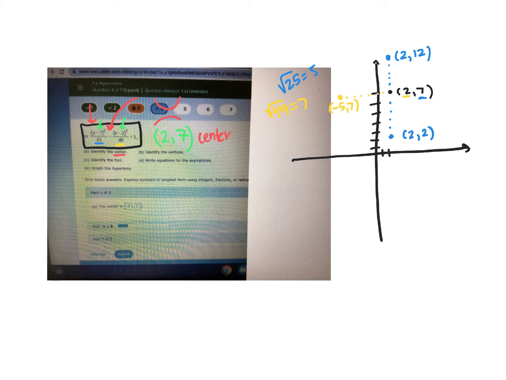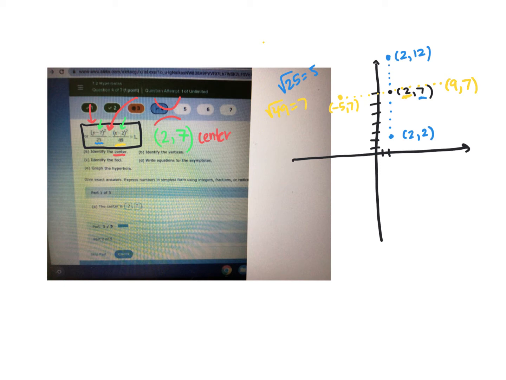And then if I go to the right 7, then I'll be at, let's see, to the right 7, 2, 3, 4, 5, 6, 7. Again, that's affecting my x's, so I'll be at 9, 7. Still the same height, 7.